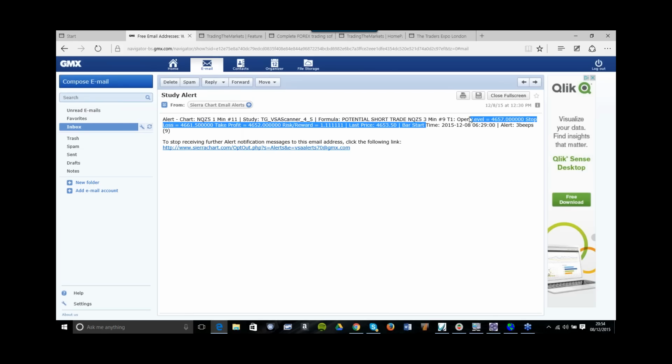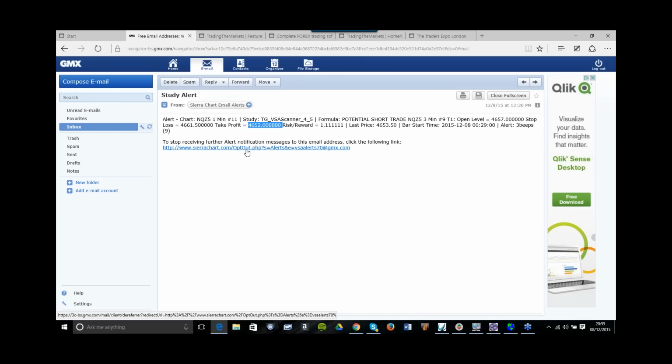It was a short trade. It had an open level of 4,657. It gave you the stop loss because the computer automatically calculates that, and then it gives you a profit target. So where our previous alerts have been rather more unspecific, with these alerts the computer is calculating, based on probability, the likelihood of the market moving. It's then down to you as the individual to take the trade.